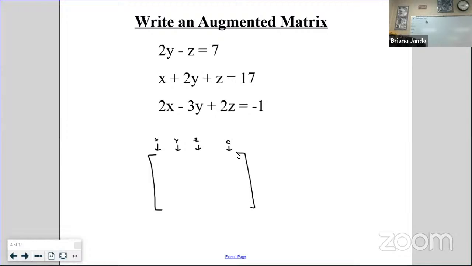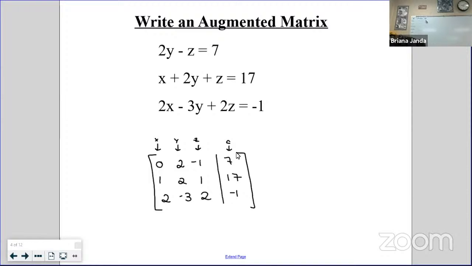0. So in this first equation, we don't have an x, and so its coefficient is 0. And we need that 0 in there, okay? The coefficient on our y is a 2. The coefficient on our z is a -1. And our constant is a 7. Okay, any questions so far? And then we just do that for each of the equations. The coefficients are 1, 2, 1, and the constant is 17. And 2, -3, 2, and our constant is a 1.